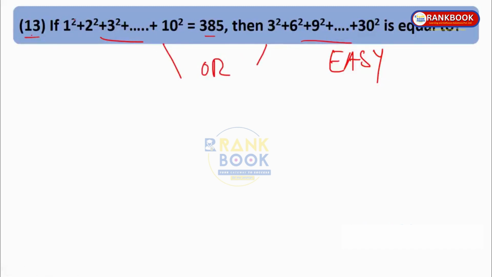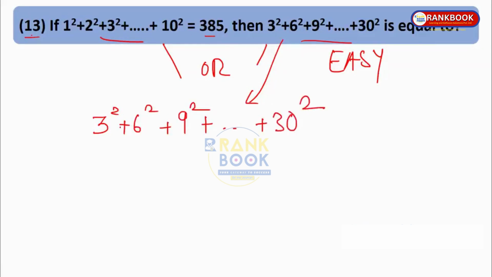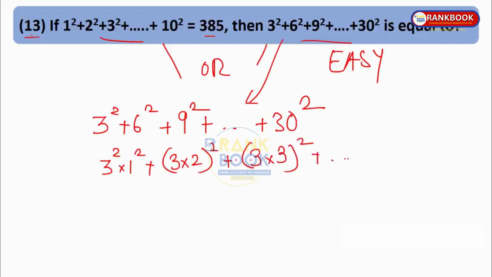First, this is very simple. 1 square plus 2 square plus 3 square up to 10 square is 385. So let us take this and see what we can do with this. 3 square plus 6 square plus 9 square up to 30 square. Now if we observe, we see that 3, 6, 9 are nothing but multiples of 3, but we cannot directly take 3 as common. So we can write 3 square as 3 square into 1 square. 1 square is nothing but 1. So 1 into 3 square is 3 square, plus 6 can be written as 3 into 2, correct? 3 into 2, the whole square, plus 3 into 3, the whole square, plus dot dot up to 3 into 10 is 30, the whole square.